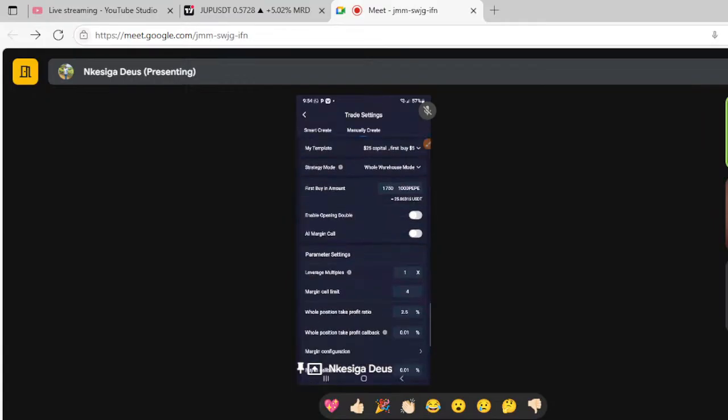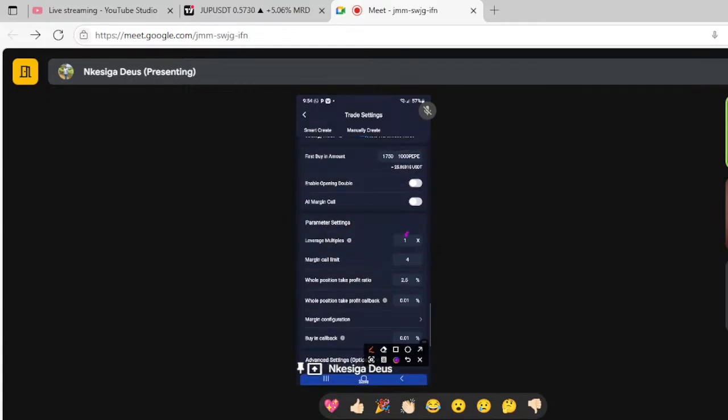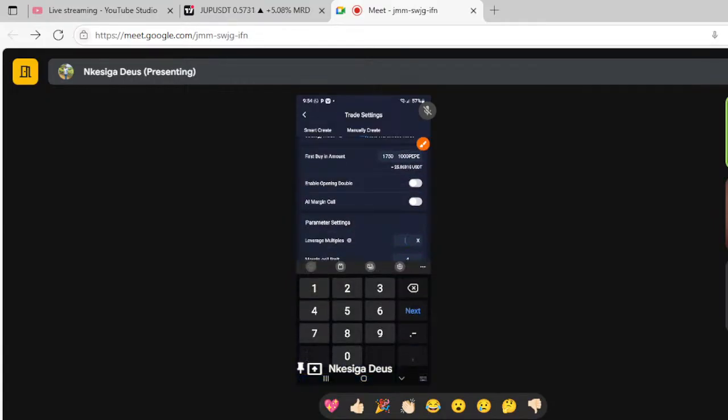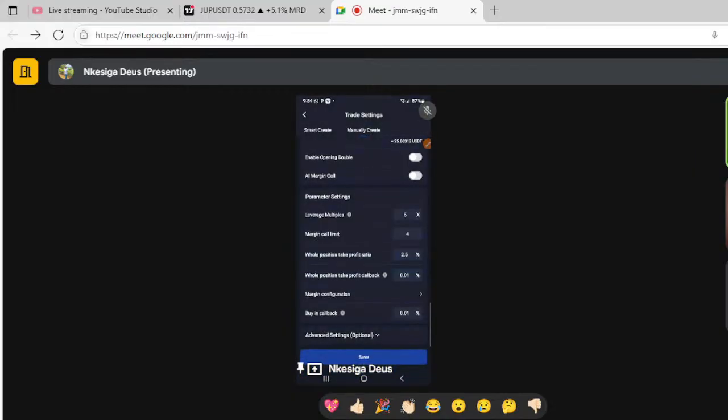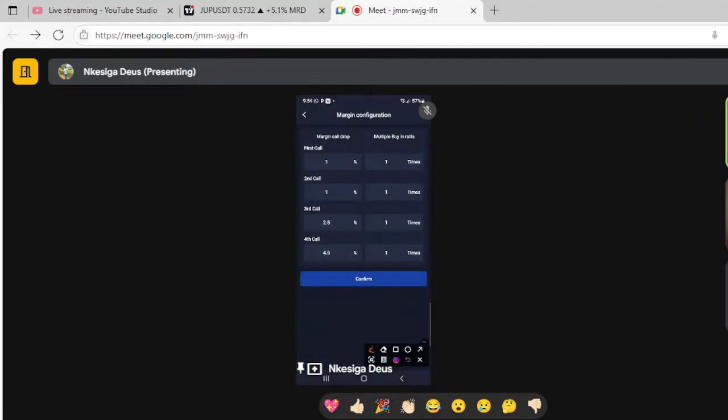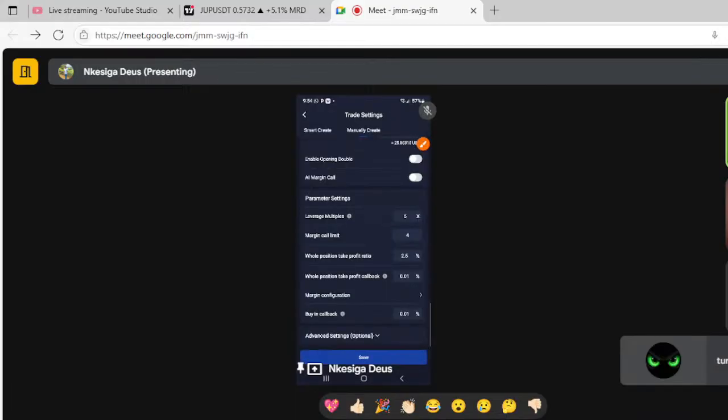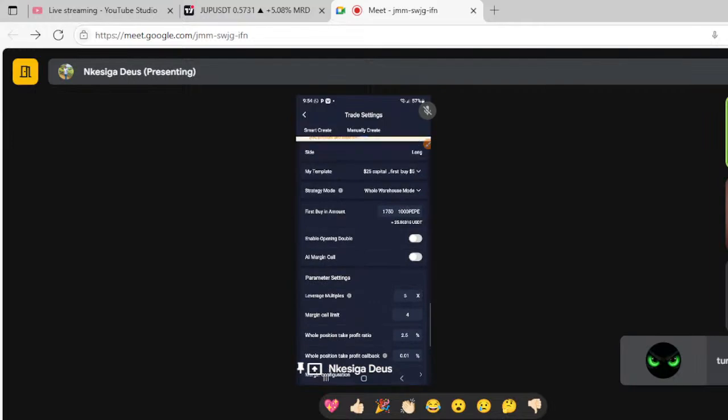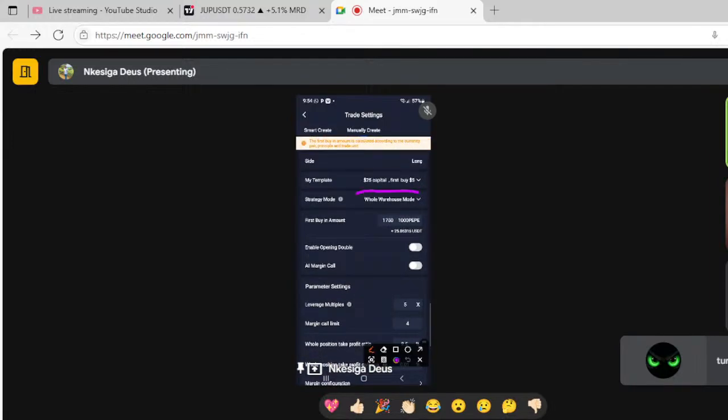Then 5x here, then the rest are okay. If we go to margin configuration, it is still okay. But what I advise you, if you are trading futures, trade under warehouse mode, because whenever you add money, that money makes a difference on average price and current price, and that's what we want.